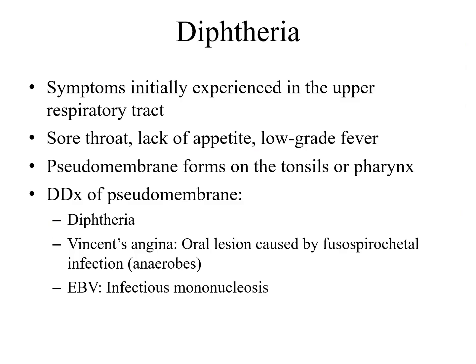We have also diphtheria, which is caused by Corynebacterium diphtheriae. Symptoms initially experienced in the upper respiratory tract as a sore throat, lack of appetite, and low-grade fever. Corynebacterium diphtheriae infection is associated with the formation of a pseudomembrane in the tonsils or the pharynx, and this pseudomembrane is caused by, so the infection with Corynebacterium diphtheriae, there is a toxin release.